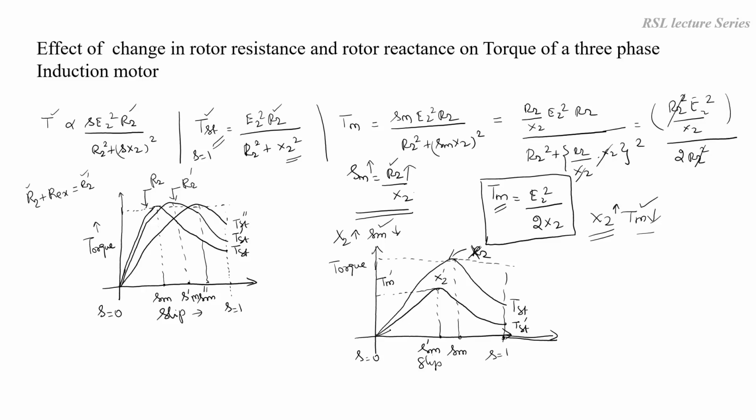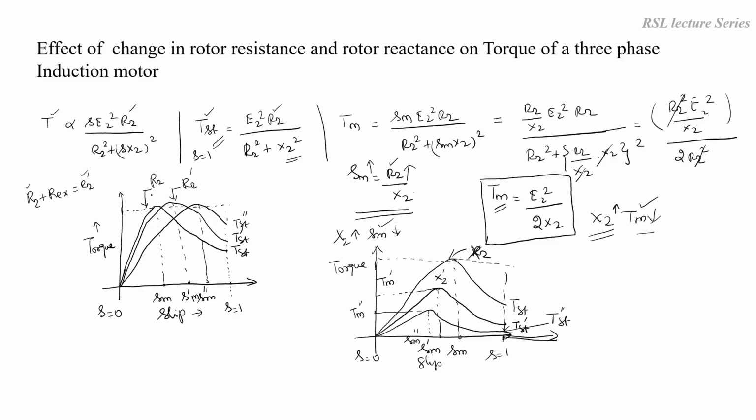If we further increase it, everything will get decreased. So this maximum torque will decrease to Tm double dash, the slip corresponding to maximum torque will decrease to Sm double dash, and the starting torque will also decrease to Tst double dash.